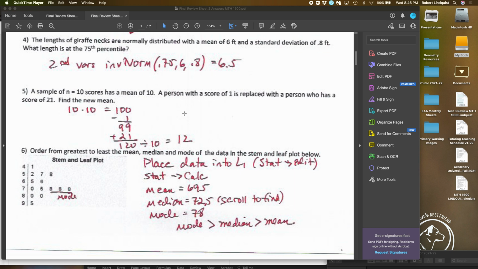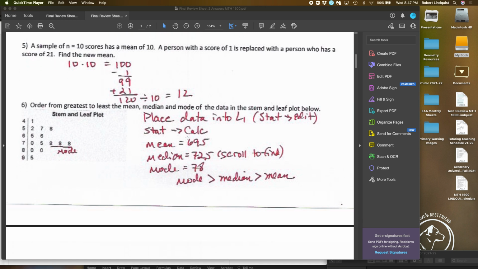Number 5, a sample of n equals 10 scores has a mean of 10. A person with a score of 1 is replaced with a person who has a score of 21. Find the new mean. Well, here you have 100 points because if you have 10 scores and the average is 10, it's as if everybody scored a 10, so 10 times 10 is 100. Then you subtract the 1 for the person they take away. That's 99. And then you add 21 for the new person. Now, you still have 10 people in the group. 99 and 21 are 120. That 120 divided by 10 is 12. So the new mean is 12.